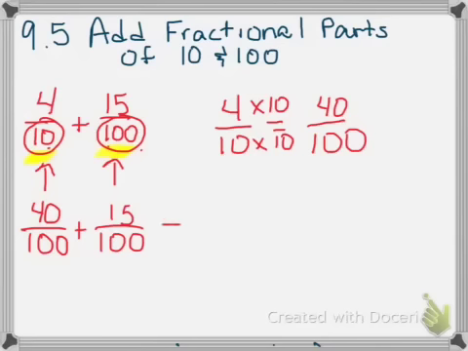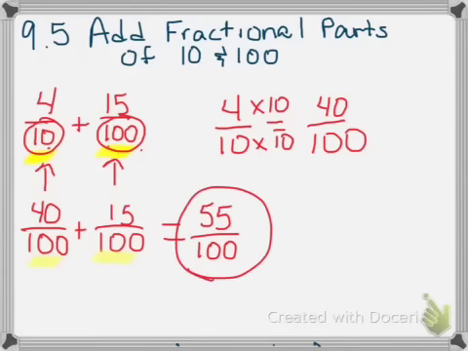So now I can add. We have the same denominators, 100 and 100, and now I can add going straight across. 40 plus 15 is 55 over 100. So 4 tenths plus 15 100ths is 55 100ths.